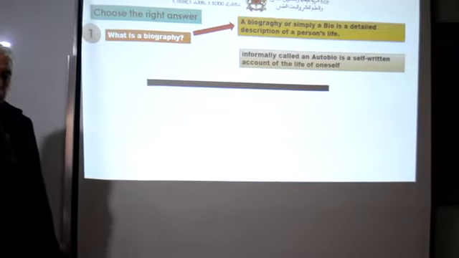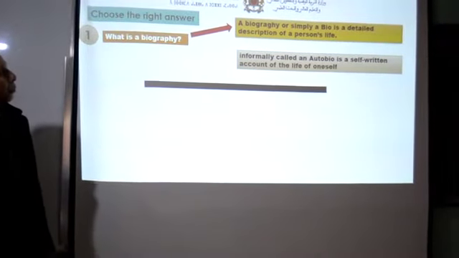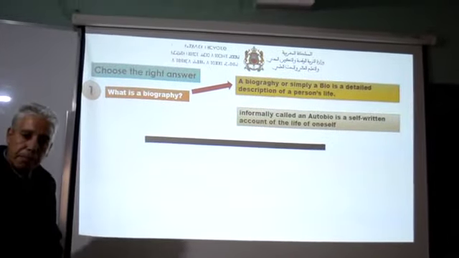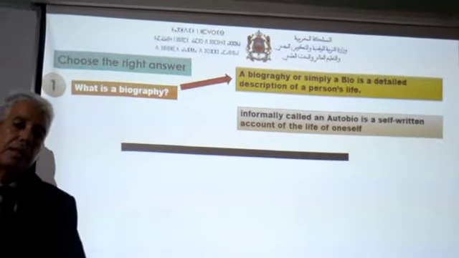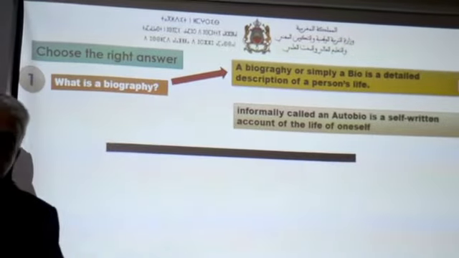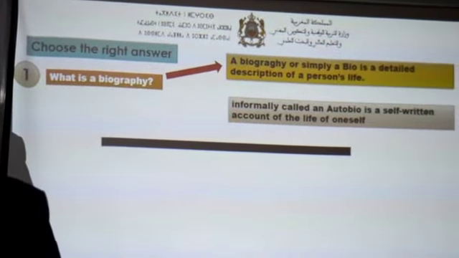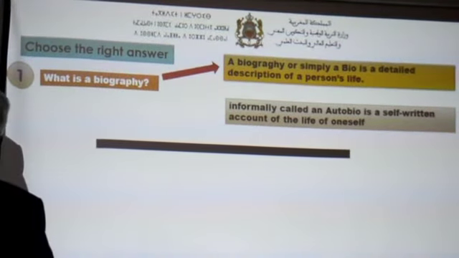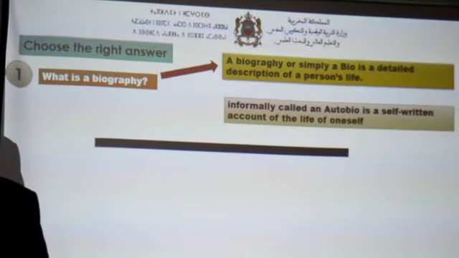Yes, the first answer is the correct one. Biography, or simply a bio, is a detailed description of a person's life. And as you can see, there is a difference between biography and autobiography. The first is you write about another person's life, and the second you write about yourself.